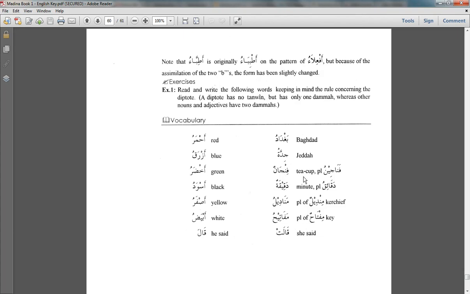فنجان, teacup, the plural فناجين. دقيقة, the plural دقائق. This is on the pattern of مفاعل. مناديل, plural منديل. مفاتيح, plural مفتاح. قالت, she said.